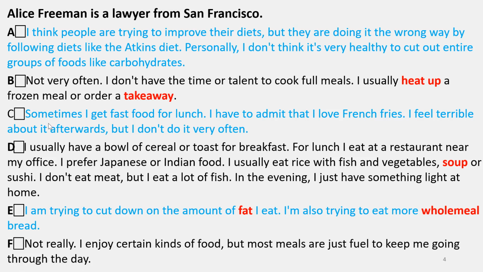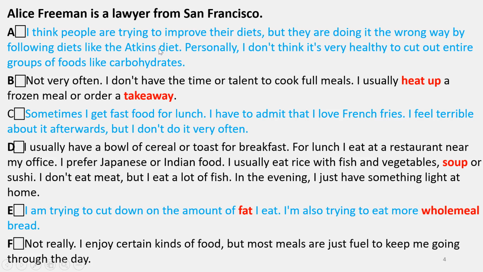So when I pronounce and read this answer, you can imitate my pronunciation. Okay, for A, I think people are trying to improve their diets, but they are doing it the wrong way, by following diets like the Atkins diet. For this diet, it was followed by many people in the 1960s.